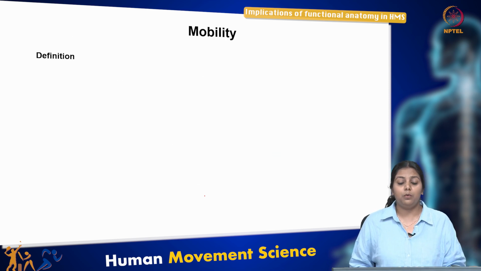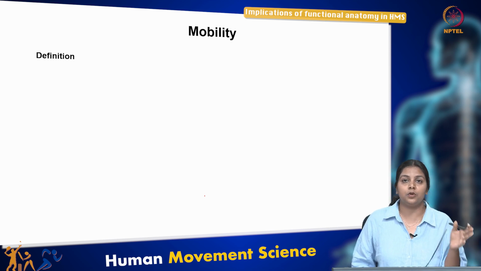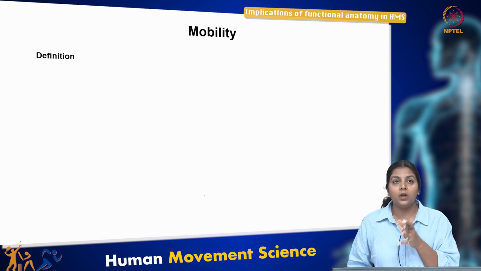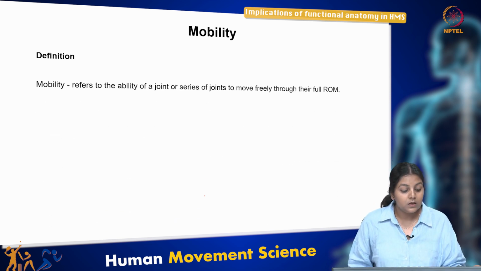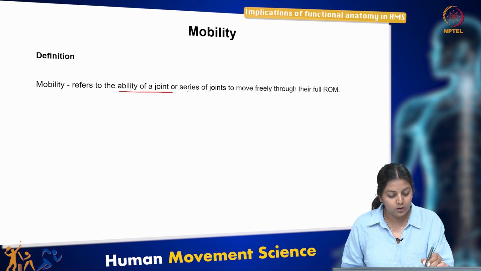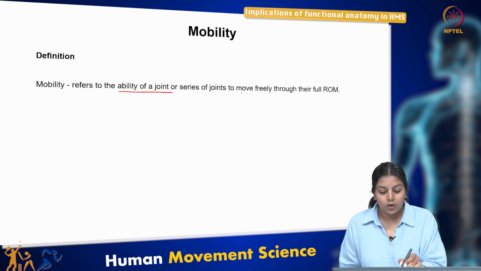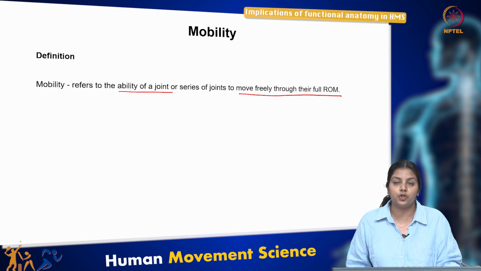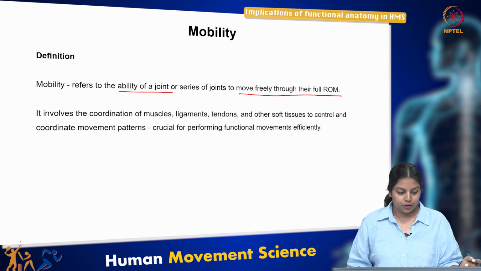Another concept that we want to look at here is mobility. So we've looked at range of motion, which is related to the joint. We've looked at flexibility, and now let's look at what is mobility. So mobility refers to the ability of a joint or series of joints to move freely through their range of motion. It's the ability to be able to move freely through their full range of motion.